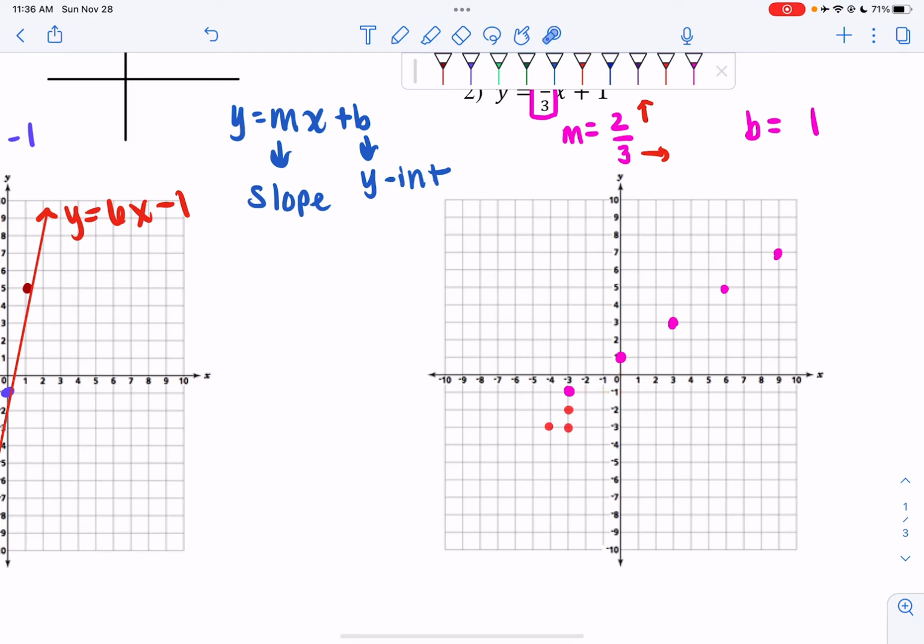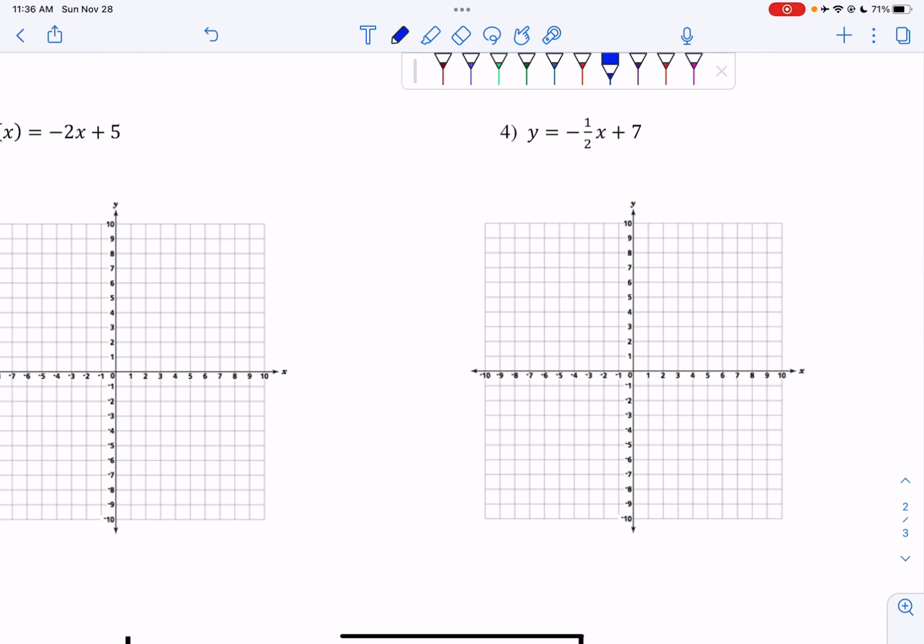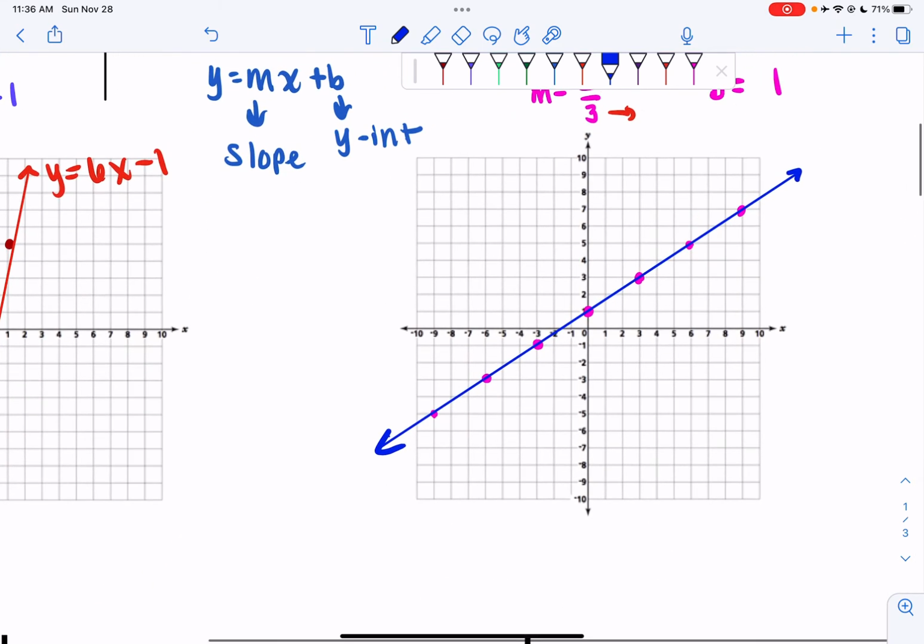1, 2, 1, 2, 3. So at negative 6, negative 3, I plot a point as well. Now, 1, 2, 1, 2, 3. Negative 9, negative 5, I plot a point as well. Oops, I did it again. Perfect. Now that's my line, and I just draw a line going through those points. And that's it. y equals 2/3 x plus 1.